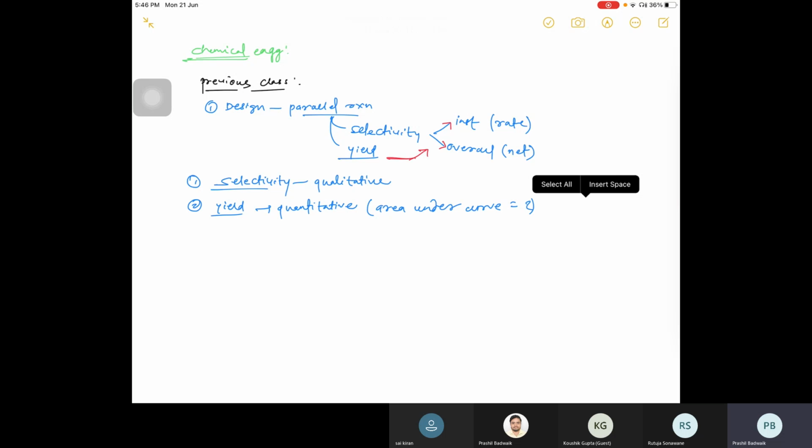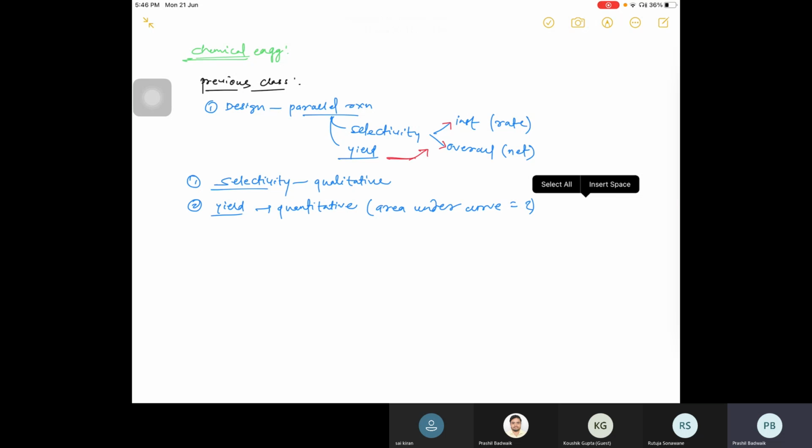I'll quickly recap what we studied in yesterday's class. We studied design of reactors for parallel reaction. We had two topics: first was selectivity and second was yield. In case of selectivity, it was on the basis of qualitative analysis. There they ask: in order to increase your yield of a particular product, should temperature be high or low, which kind of arrangement you will use, and what kind of concentration profile you should have. So that was about qualitative.